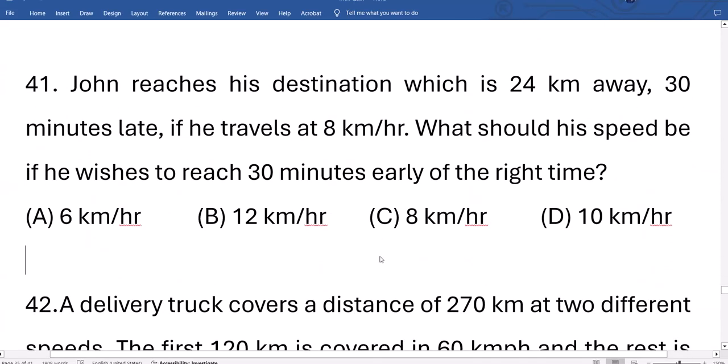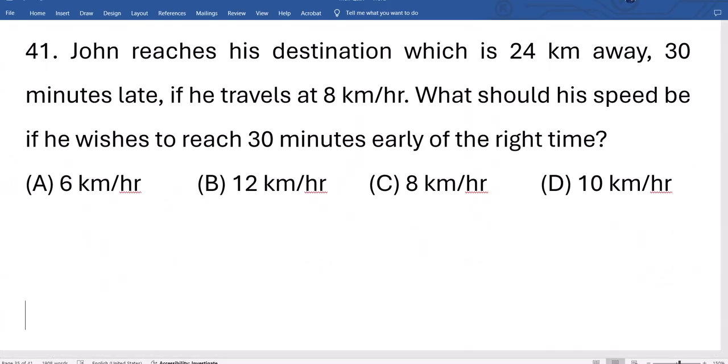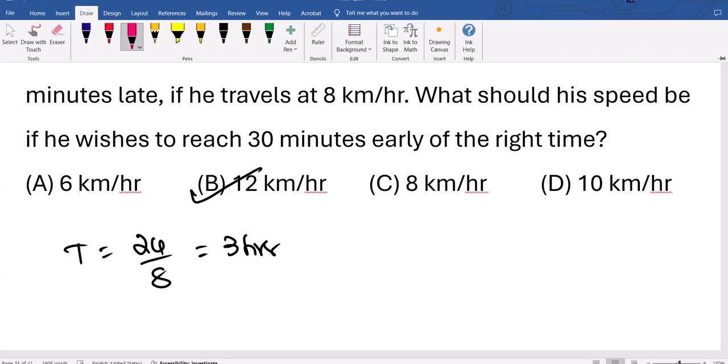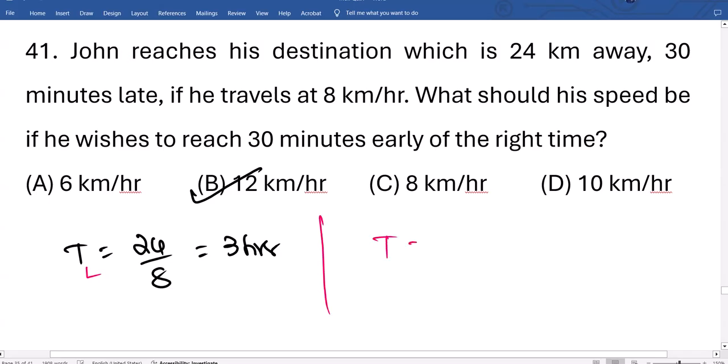Now solve this question, one question on time and distance. Basic one, everyone solve. 12 kilometers per hour. Very good, super. The distance to your destination is 24 kilometers, same in both cases. But in the first case, speed is 8 kilometers per hour, and the time taken is 30 minutes late. See, initially what is the time taken? 24 kilometers at 8 kilometers per hour is 3 hours. This is 30 minutes late. Whatever time they are taking, this is late.